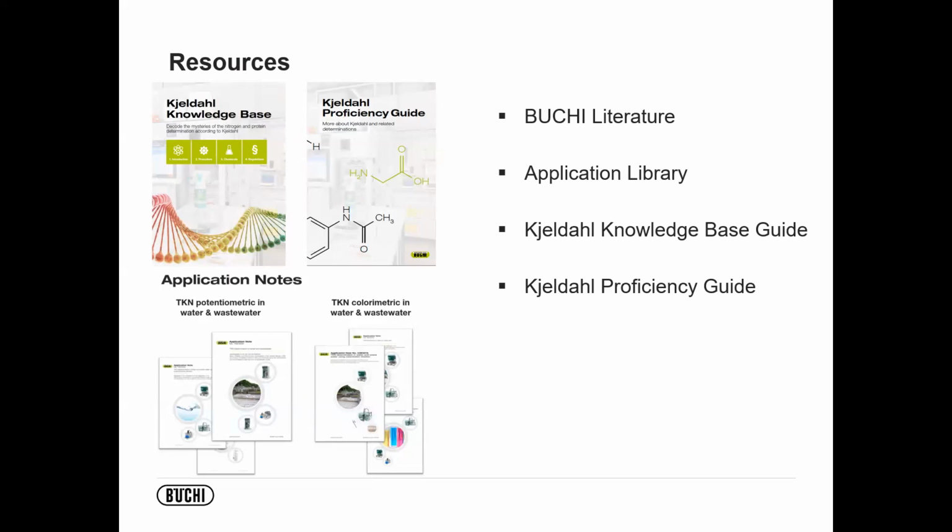It covers various chemicals and the actual chemistry of what's being done, so you can really optimize it, as well as our proficiency guide. And then we have application notes like the one we used today to guide the webinar for TKN and ammonia within wastewater, potentiometric and colorimetric. We also have digestion-specific application notes for things like COD. We have aqua regia application notes. We have selective nitrogen application notes, testing specifically for nitrate and nitrite, and lots of others.